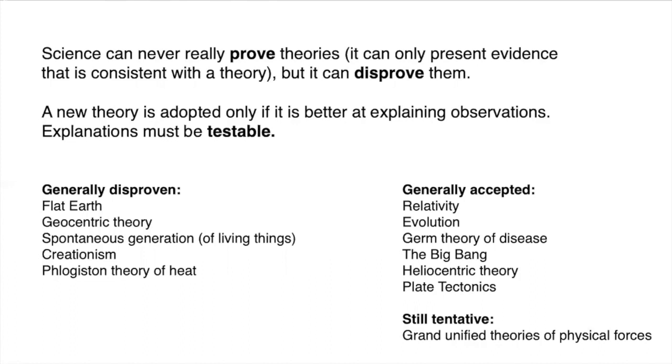So there's a few theories that are generally disproven. You'll see some popular examples such as flat earth theory, geocentric theory, creationism, and spontaneous generation. The phlogiston theory is based on a mysterious substance that's released in fires, and that's really been replaced by modern chemistry and the understanding of elements. On the other hand, there are some generally accepted theories, such as evolution, relativity, and germ theory of disease. We'll talk about several of these throughout the course.